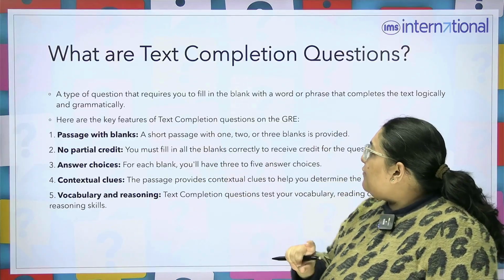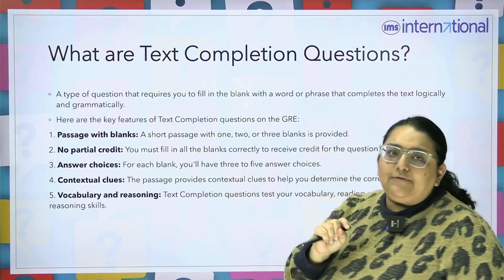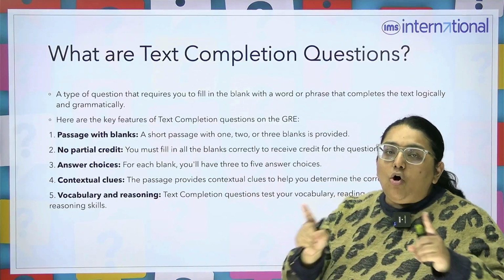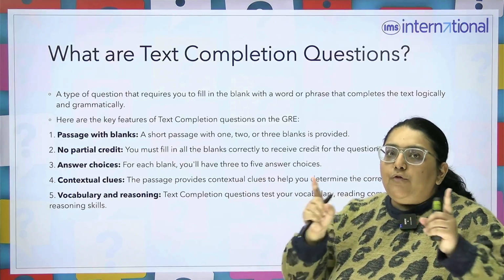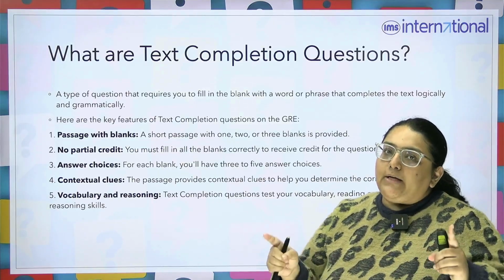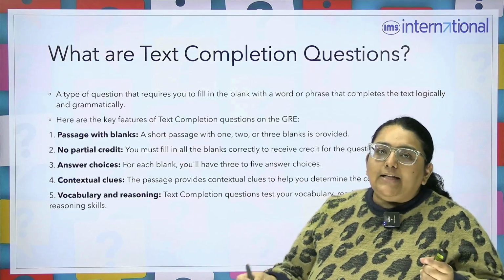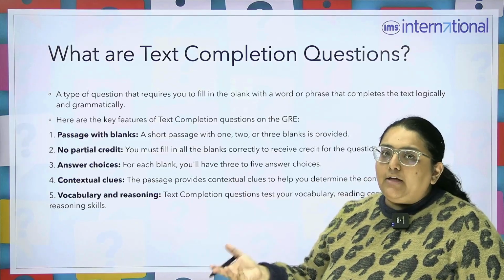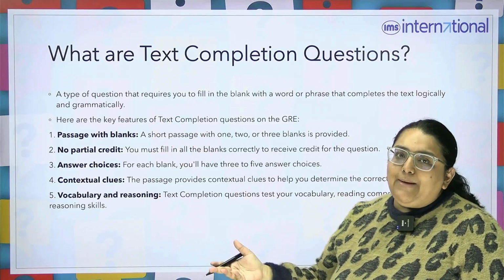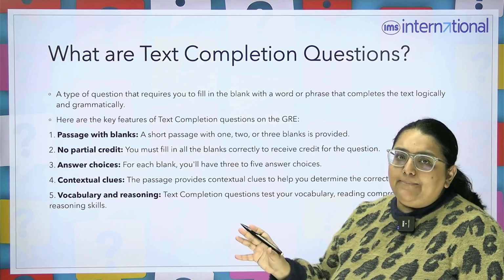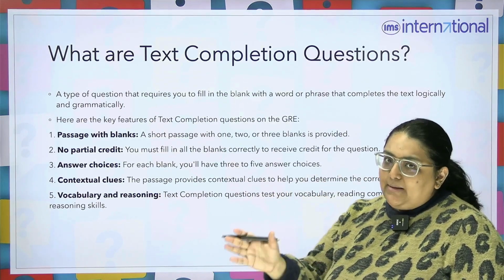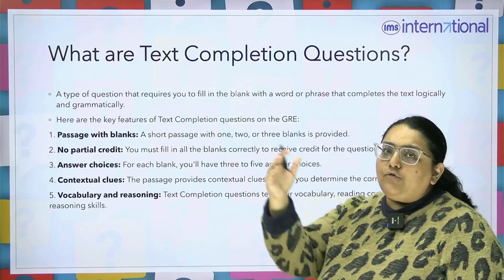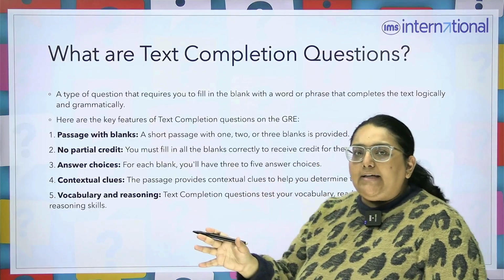You can have a maximum of 3 blanks when we talk about text completion, and you have to get all the 3 blanks correct if you want to get credit for that particular question. On the GRE, there is no partial credit, no half mark or 1/3 mark. You will have to get all the 3 blanks correct. When you have a single blank, you are going to have 5 options and 1 out of those 5 options is going to be the correct answer.